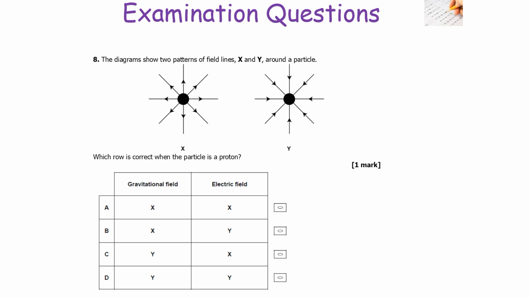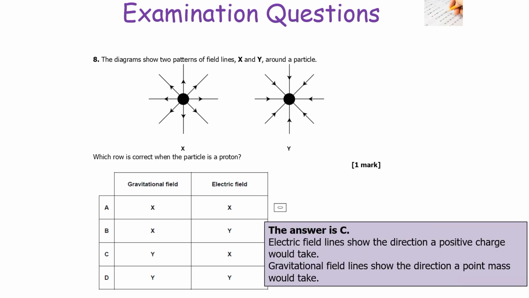Right, our answer for this one is C, because electrical field lines show the direction a positive charge would take, and gravitational field lines show the direction a point mass would take. So because gravity is always an attractive force, the field lines should be pointing inwards, because the 2 massive objects will be attracted to each other. But for the electrical field lines, because they show the direction a positive charge would take, they should be pointed away from the proton, because positively charged particles will repel a proton. So therefore the electrical field is going to be X, whilst the gravitational field is going to be Y.